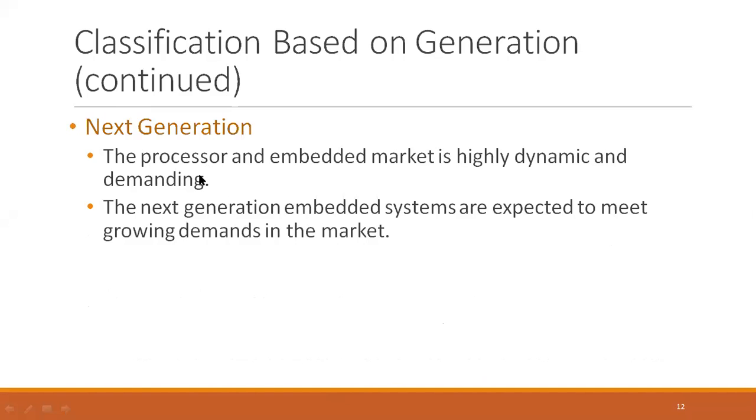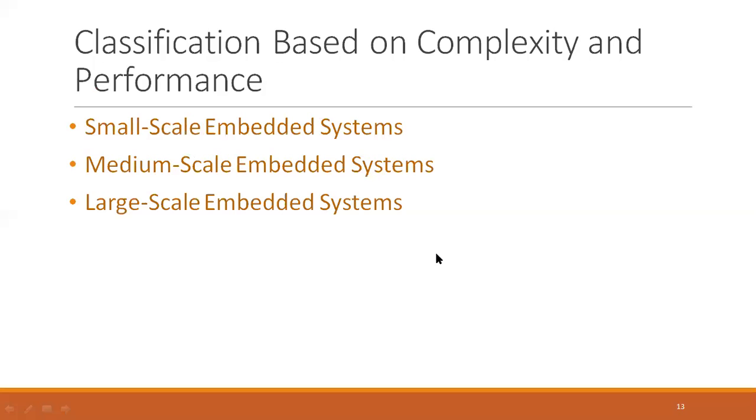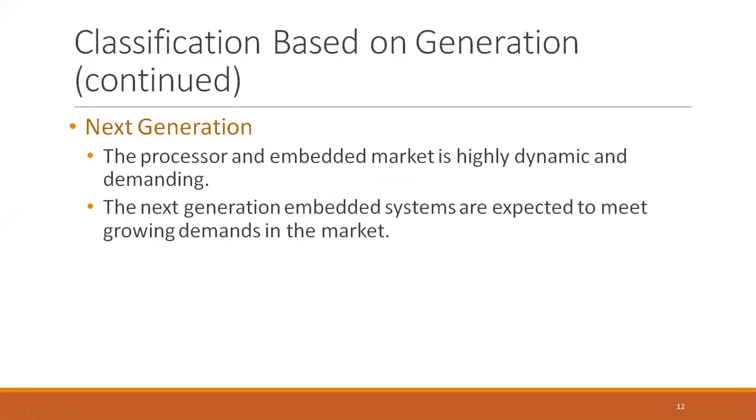And the next generation: the processor and embedded market is highly dynamic and demanding, right? The next generation embedded systems are expected to meet growing demands in the market, right? The processors are evolving and the embedded market is also growing in demand. So that is it for today's class, and in the next class we'll talk about other issues.